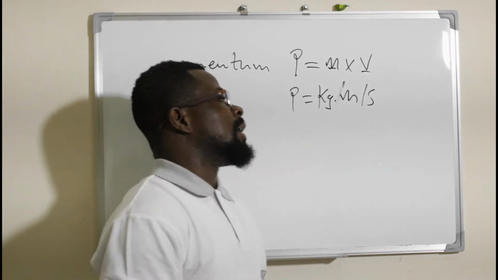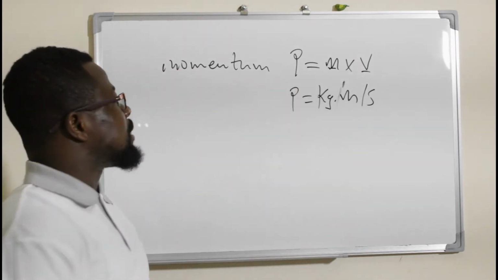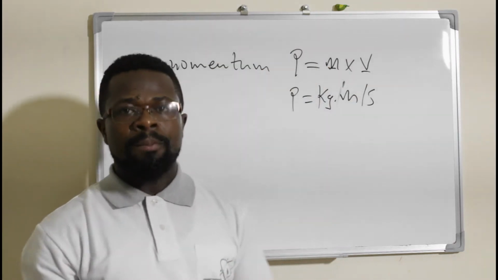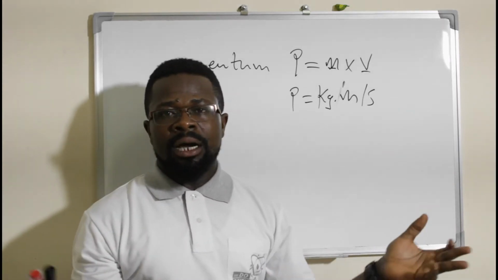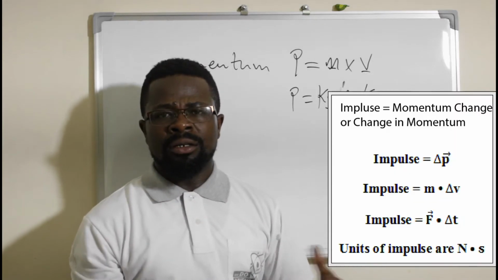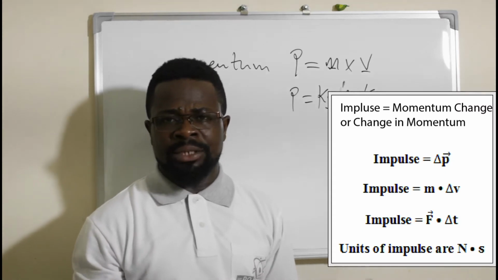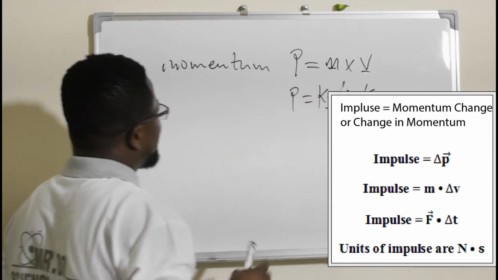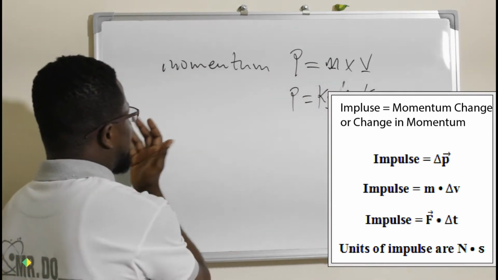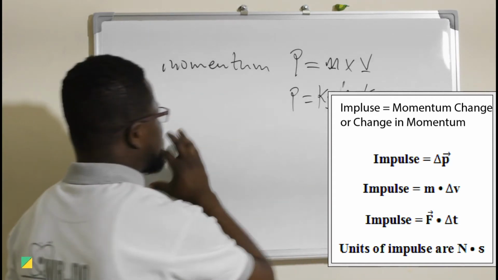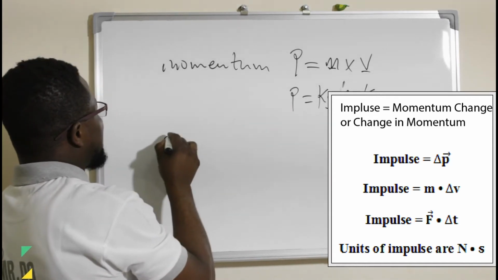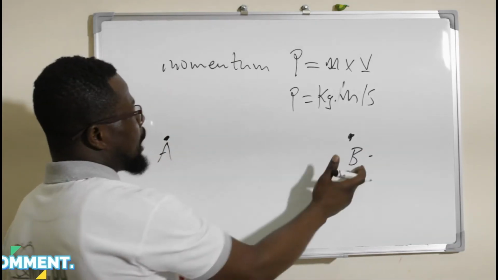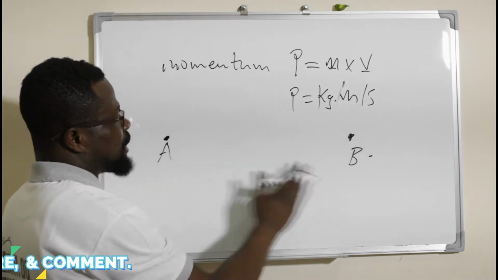Let's then look at what we mean by impulse, which works concurrently with momentum. So when we say impulse, what do we mean? An impulse is simply equal to the change in momentum of an object. Anytime the momentum of an object is moving from one place to another, there will definitely be a change in momentum. Let's say that the object moves from point A to point B. Moving from point A to point B, there is going to be a change in momentum.